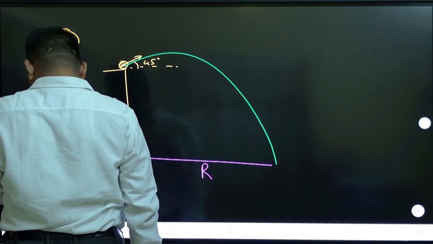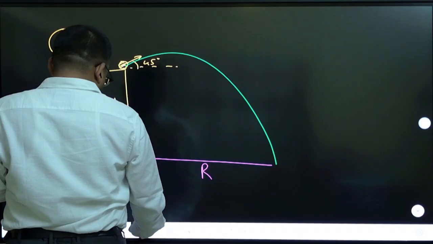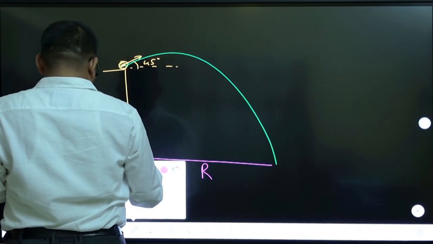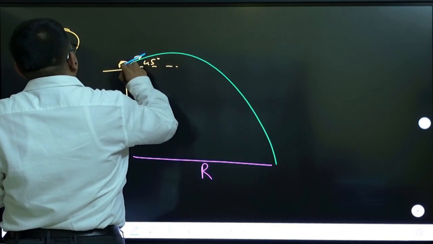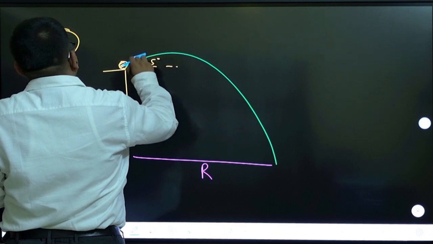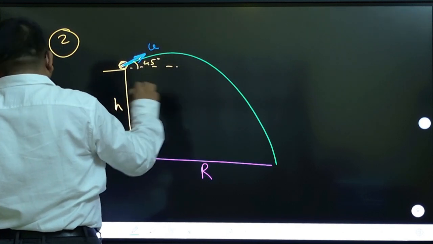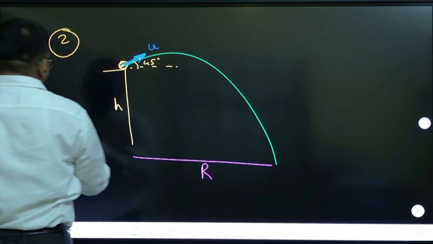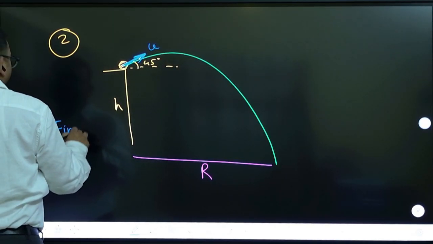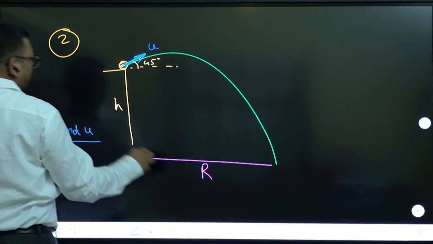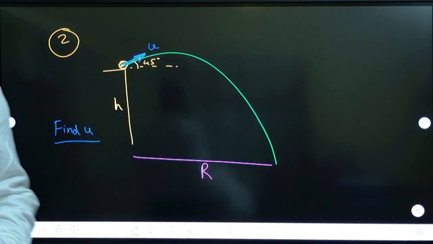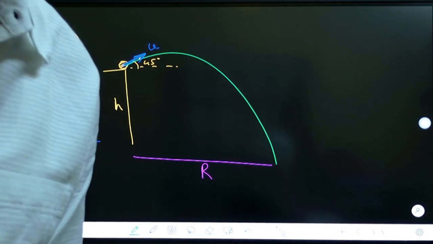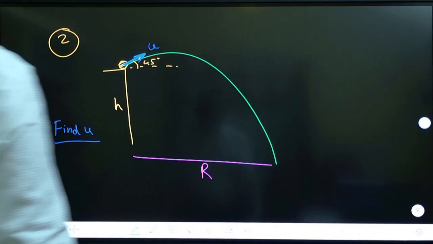The velocity of projection should be. They are asking what will be the velocity u. I think this is possible to solve, although it's like an advanced level or international level. We have to calculate u. Okay, we have to find u in terms of r and h. Okay, let us try this.